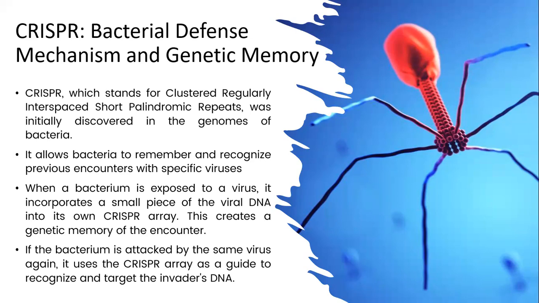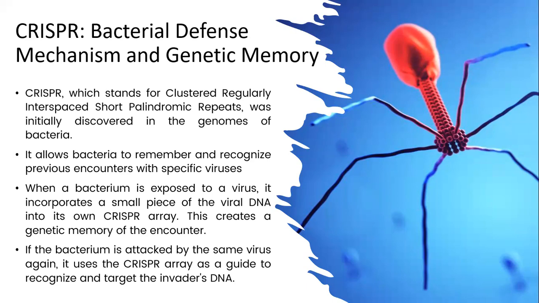So yesterday for immunology, we did memory cells. So this is a mechanism used by bacteria that kind of mimics memory. They incorporate part of the virus's genome into their CRISPR array, and that creates a memory of the encounter. So if the bacterium is attacked by that same virus, it uses the CRISPR array, which was part of the bacteriophage's genome, as a guide to recognize and target the invader's DNA.